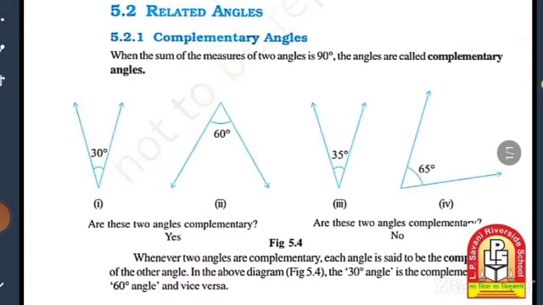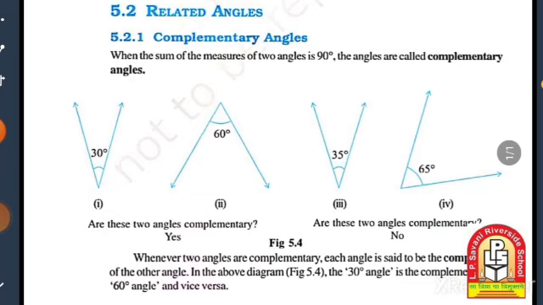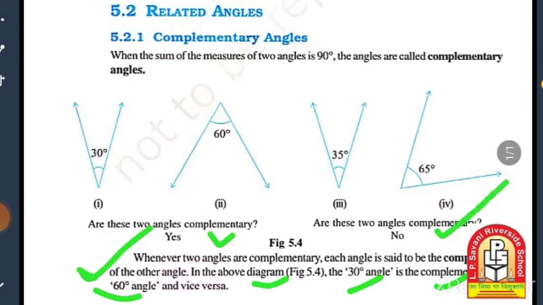And next, are these two angles complementary? No, because 35 plus 65 is 100. So here it is not possible, and that is not a complementary angle. Whenever two angles are complementary, each angle is said to be the complement of the other. In the above diagram, you can see that the 30 degree angle is the complement of the 60 degree angle and vice versa. So here you can see what complementary angles and non-complementary angles are.